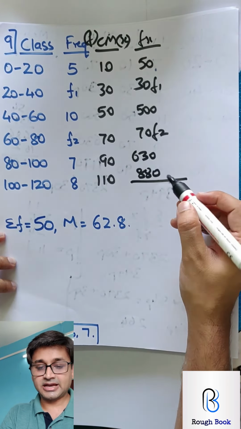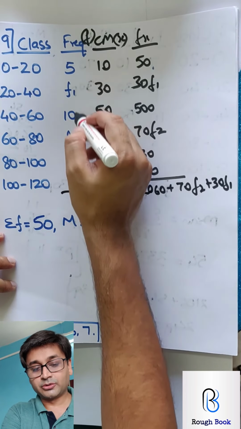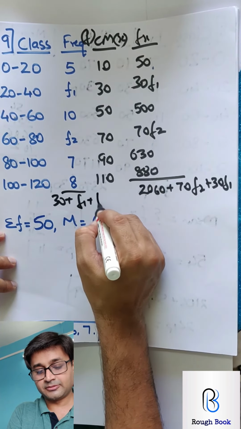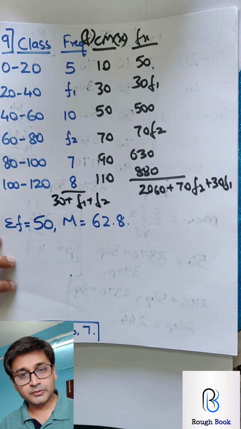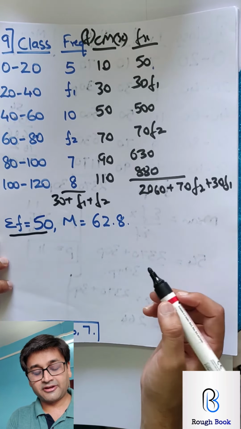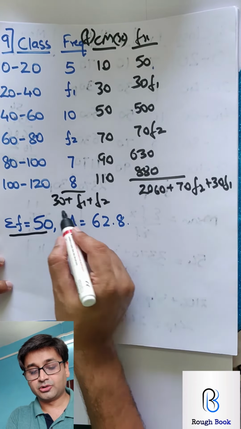Let us add. So I will get 1400, 1510, 2010, 2060. So 2060 plus 70 f2, 30 f1. Actually I should have written f1 first, I'm sorry. 15, 20, 30, so 30 plus f1 plus f2. Are you fine with me till here? Now summation f is already given to you, and summation f you have also got. So summation f is 50, equal to 30 plus f1 plus f2, and therefore we can say f1 plus f2 is 20, to get the first equation.